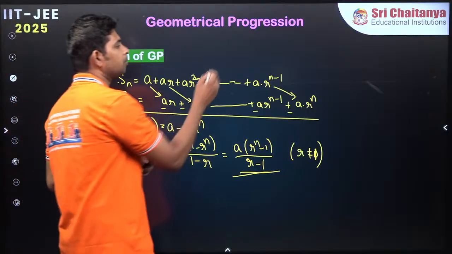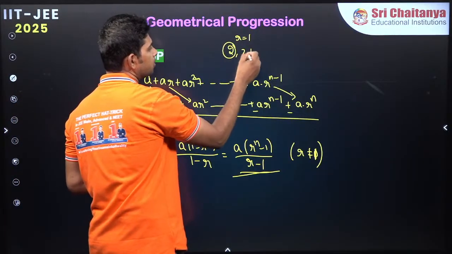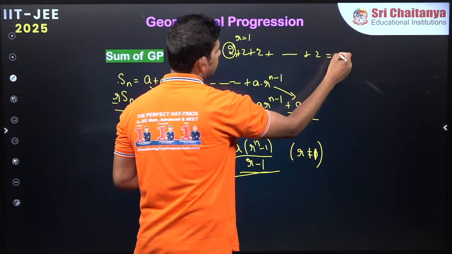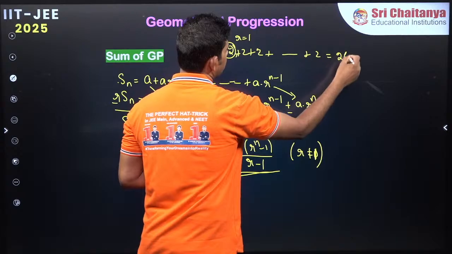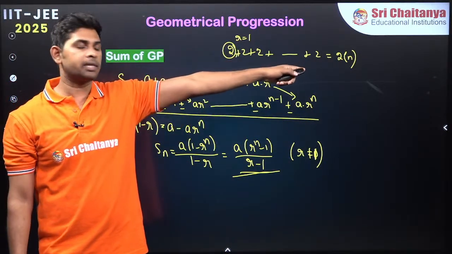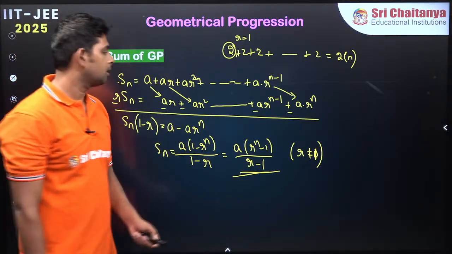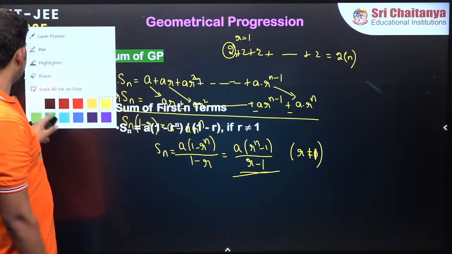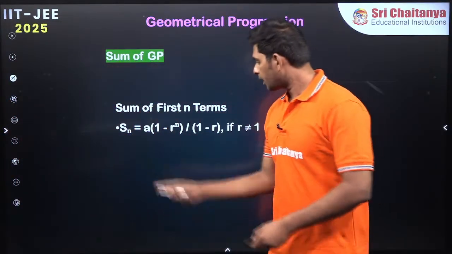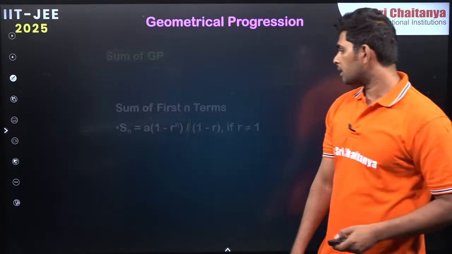I am going to give an example. For example, R is equal to 1. The first term is 2, the second term is 2, the third term is also 2. All these terms you can add. How many times are there? N times. So that is going to be 2 times n. So if R is equal to 1, you can find it directly using AP itself. No need to use this formula, because we get R minus 1 in the denominator. So that is how we get the formula for the sum of n terms of GP, divided by 1 minus R.